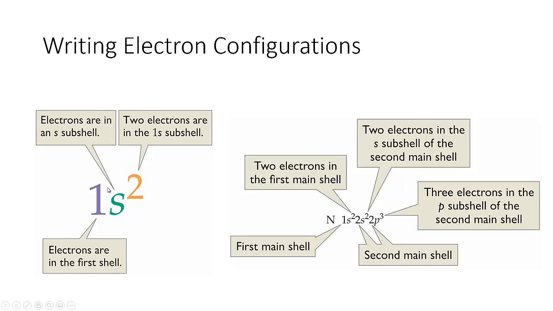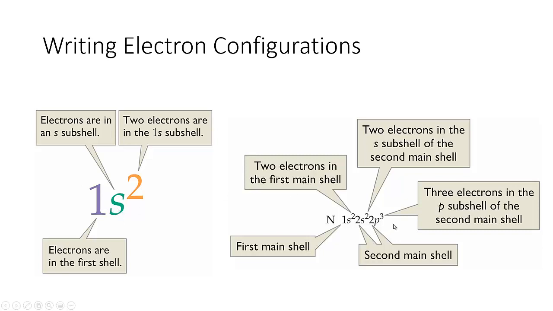So first off, you tell it what is the energy level. So this 1 is telling you which energy level it is in. Okay, so these are in the first shell. Then S tells you what subshell you're in. Is it S, P, or D? And then the superscript here tells you how many electrons are in that specific subshell. Okay, and this subshell is the 1s subshell.